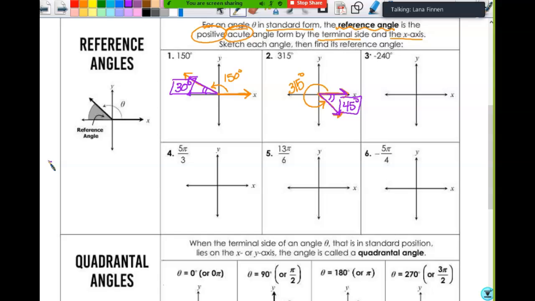Because when we start looking at what these angles tell us and all the information that comes along with them, I'm going to use that 45-degree angle to help me with the 315. Like, I don't have to remember what happens with 315 as long as I know what happens with 45 and I can connect the two.